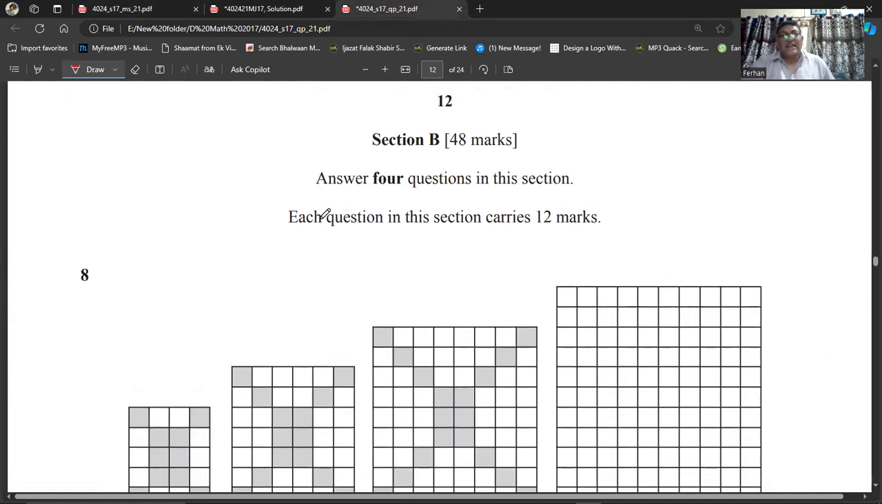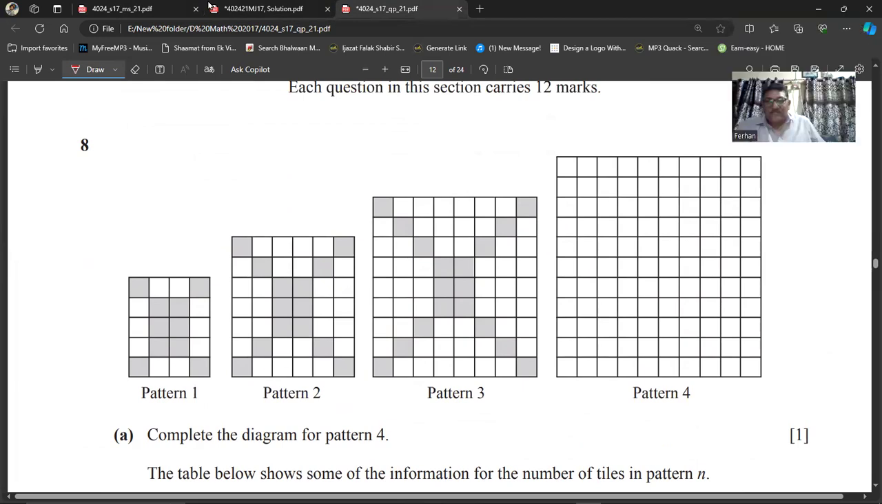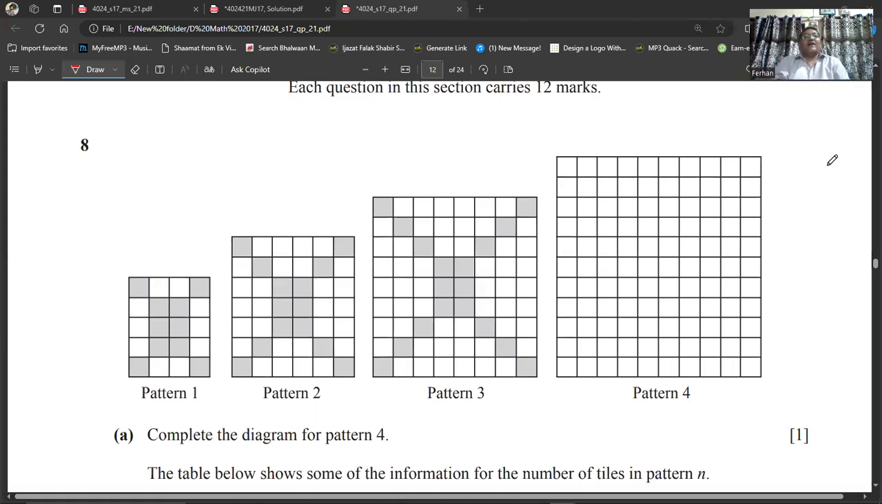So we are going to the next question, question number 8, and its A part. So we are on question number 8. Its A part is complete the diagram for the pattern 4.